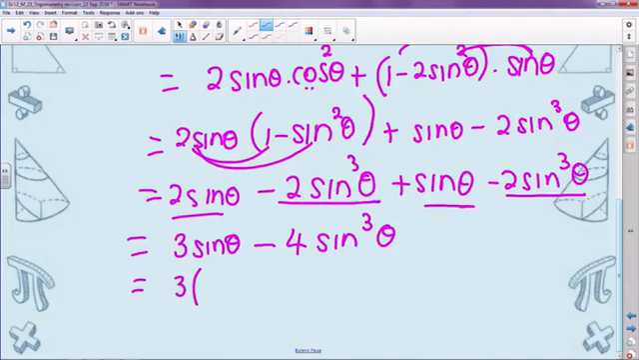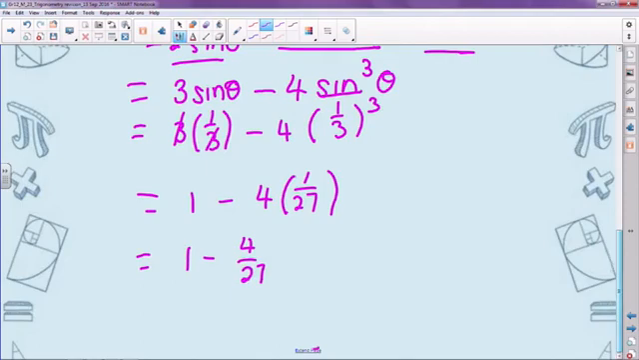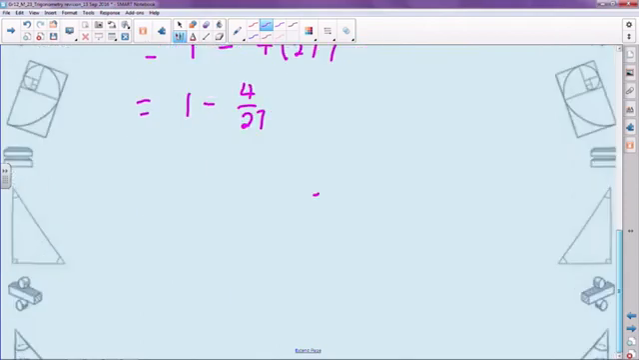So we're just doing a bit of algebra now to tidy this up. In place of sine theta, I put in 1/3 because that was what I was given, minus 4 times sine cubed theta, which is 1/3 cubed. And I get, we might need a calculator just now, 3 times 1/3, which is 1, minus 4 times 1 over 27. All right. So I get 1 minus 4 over 27. You can use a calculator if you want to, or you can rewrite 1 as 27 over 27, and therefore I will get 27 minus 4 is 23 in the numerator over 27.